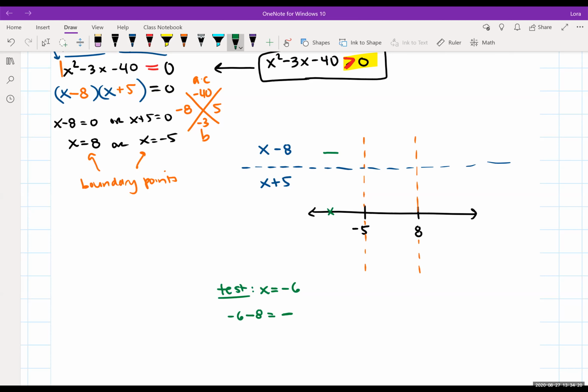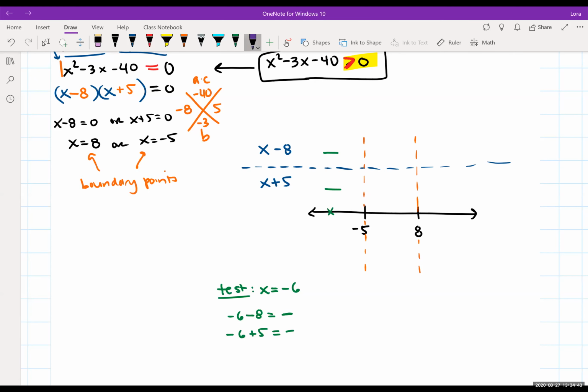We'll do the same thing with the x plus 5. We're going to plug in -6 plus 5. And again, you can calculate it, but all we care about is that we are going to get a negative number. It's -1, but all we care about is there is a sign in that region that it applies to. So we'll do the same thing.